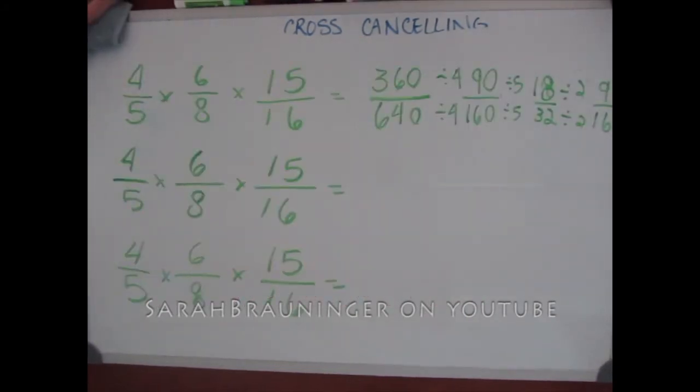Here I have another example. Here's the same problem 3 times, and we're going to solve it 3 ways. First, we're going to do it the long way. This times this times this. 4 times 6 times 15, 360. 5 times 8 times 16, 640. Horrible problem. No one wants to do a problem this big.